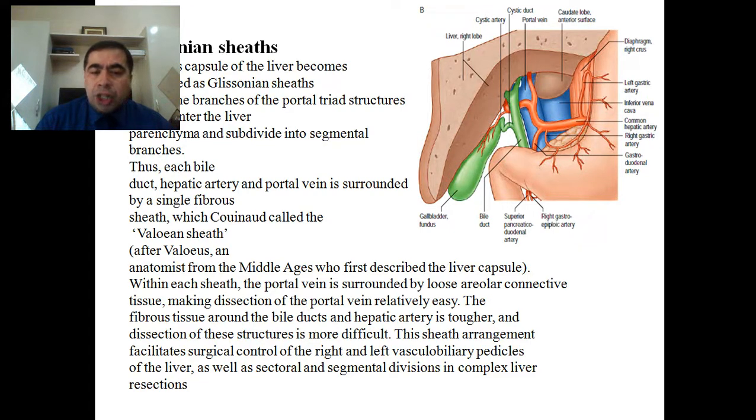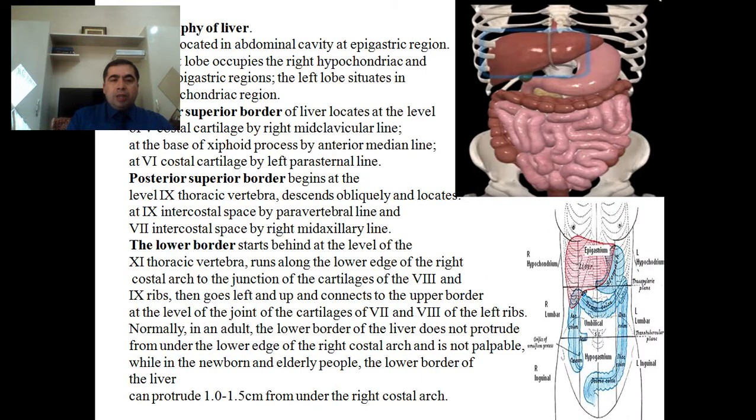Within each sheath, the portal vein is surrounded by loose areolar connective tissue. It makes the dissection of the portal vein relatively easy. The fibrous tissue around the bile duct and the hepatic artery is tougher, and dissection of these structures is more difficult. This sheath arrangement facilitates surgical control of the right and left vasculobiliary pedicles of the liver, as well as the sectoral and segmental divisions in complex liver resections.